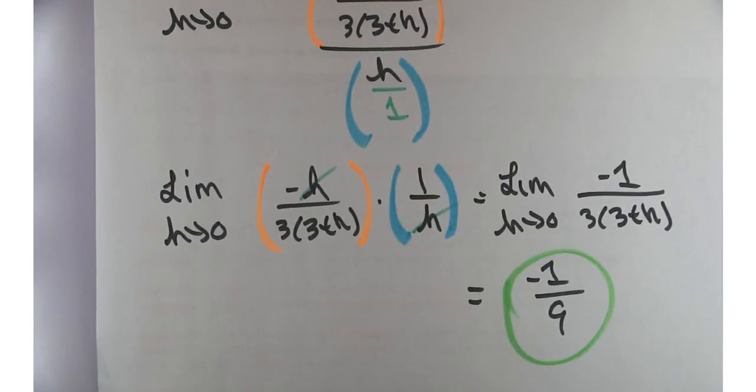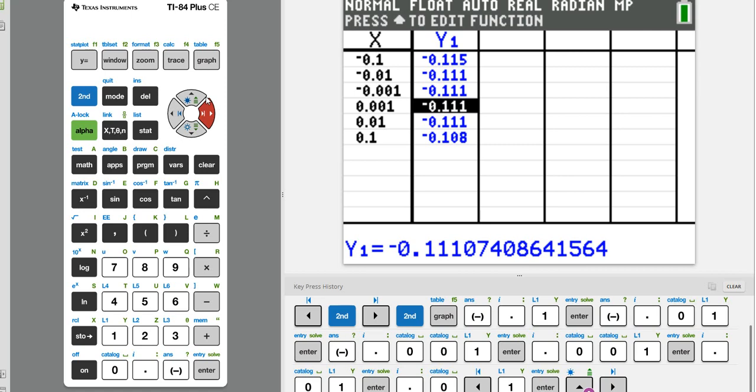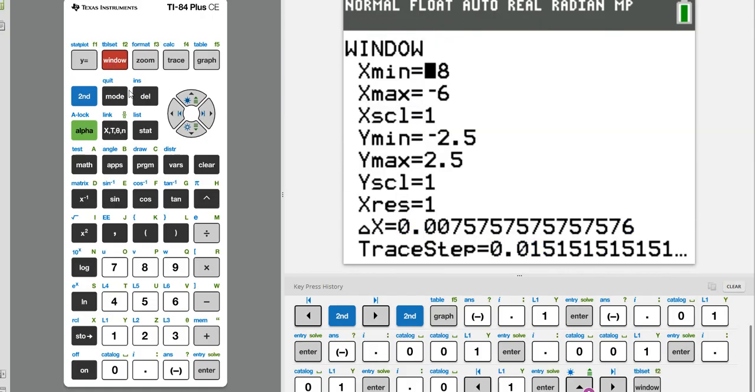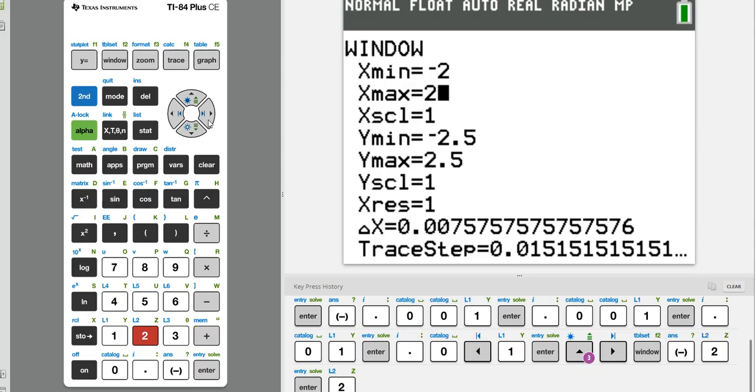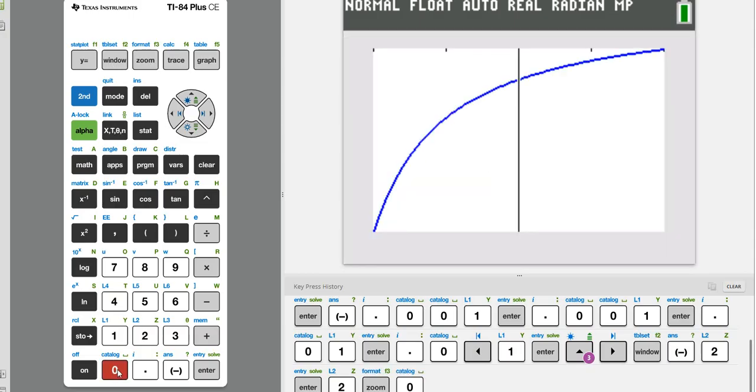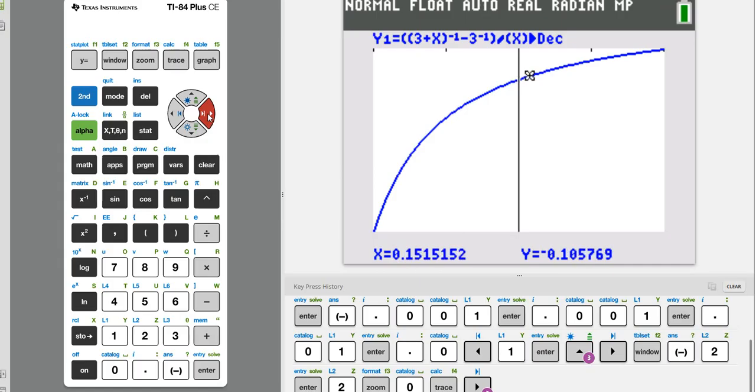I want this near x equals 0, so let me set up a window like that, -2 to 2, and I'm just going to hit the zoom 0. I think they look like they're approaching the same thing from both directions. It's a good question. If you hit the trace key, move a little bit to the right and move back in, or move a little bit to the left and move back in, it's getting close to -0.111. Okay, no worries.